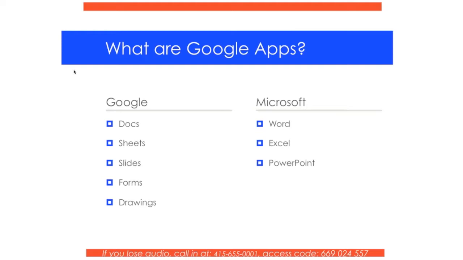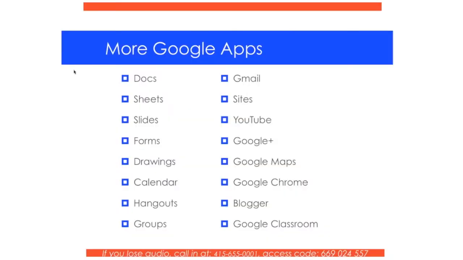But Google also has many other apps that provide additional functionalities, such as Google Forms, which are incredibly powerful and can be used to make survey-type questions, and Google Drawings, which can be used to create drawings or pictures. The apps keep on going, though. As you can see, Google offers a significant collection of apps.